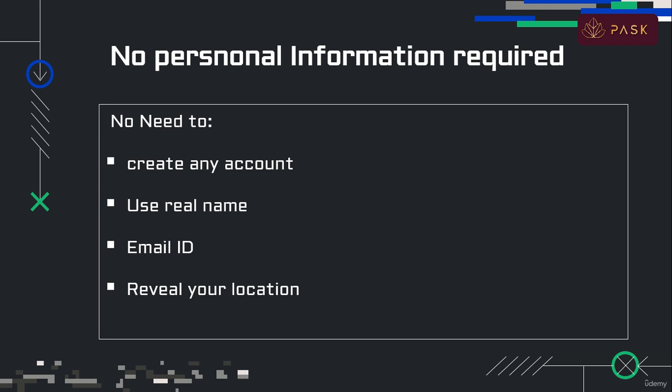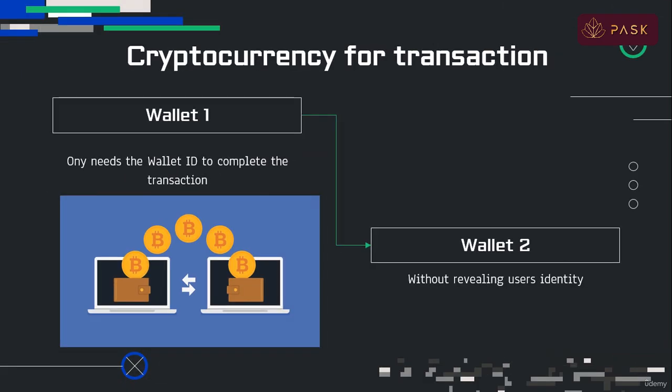One of the key ways that Tor protects users' information is by not requiring them to provide any personal information. Unlike surface websites that require users to create accounts with their real names and email addresses, dark web websites typically allow users to remain completely anonymous.